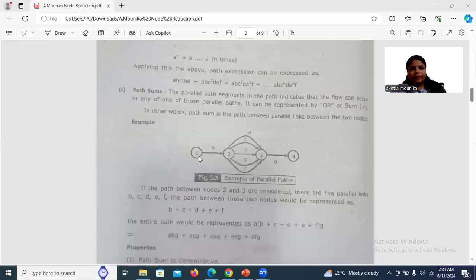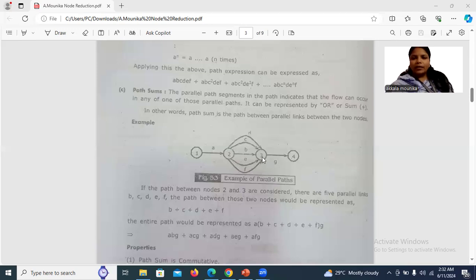See the example here. From the first node to the second node, only one link is there, that is a direct link. And from 2 to 3, how many links are there? 1, 2, 3, 4, 5. So these 5 links are in parallel. So this comes under the parallel links. Whenever we see several parallel links, we need to do addition. First of all, we need to do addition.